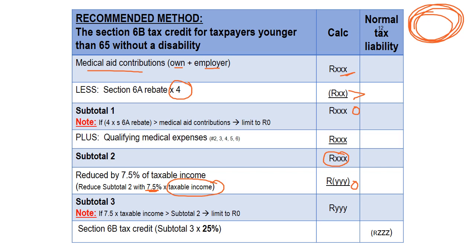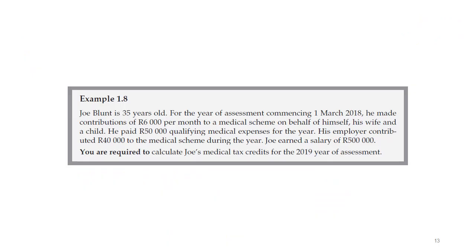However, if at this point in time you do get an amount, in other words, your subtotal 2 was higher than your 7.5% calculation, you calculate your Section 6B medical tax credit by multiplying with 25%. And this is how I remember the younger than 65 years. It's multiplied by 4 for the Section 6A rebate, and then the actual percentage for determining the tax credit is 25, right? I mean, 100 divided by 4 is 25. And then if you think about 3 and 33.3 for older than 65, it makes sense to me. So let's have a look at an example.